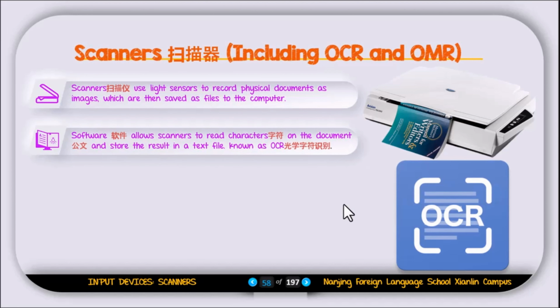Software allows scanners to read characters on the document and store the result in a text file, known as OCR. What is OCR? OCR stands for Optical Character Recognition software. This software allows you to read the text from the image. For example, if you have an image with text, you cannot copy the text. You cannot delete the text from that image, right? Using OCR, you can copy the text from the image. An image is different from a file. From a file, you can copy, cut, paste, and do different things with the text.